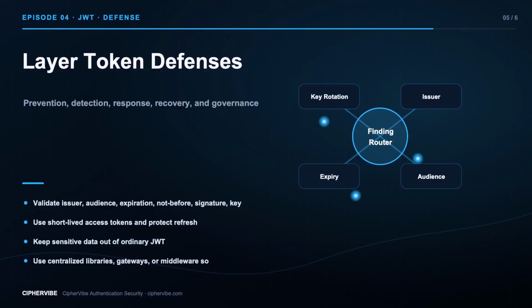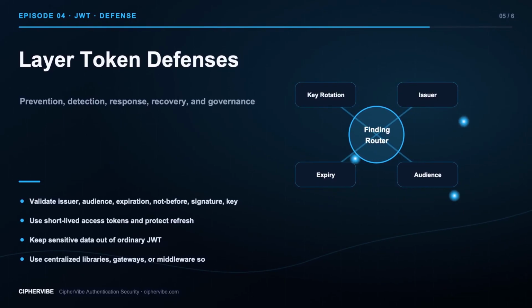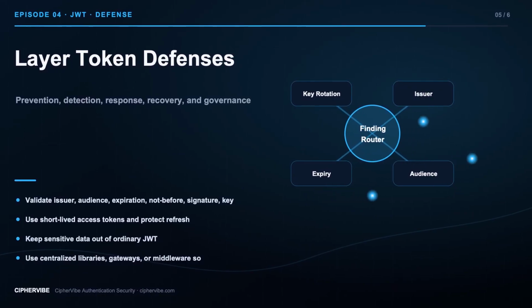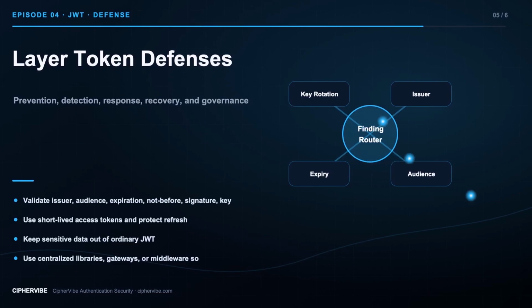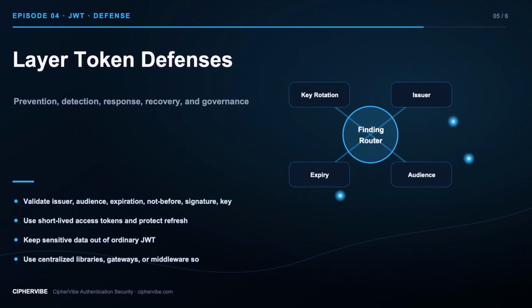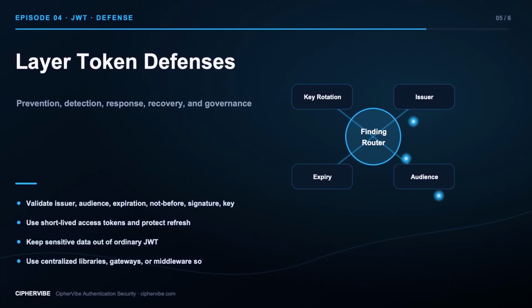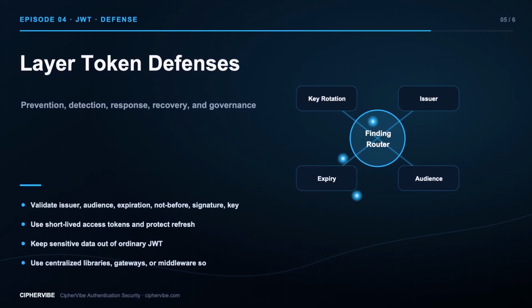Third, keep sensitive data out of ordinary JWT payloads unless encryption and need-to-know rules are explicitly designed. Fourth, use centralized libraries, gateways, or middleware so validation rules do not drift across services. Fifth, rotate signing keys safely with a JWKS caching strategy, monitoring, planned overlap, and emergency compromise procedure.